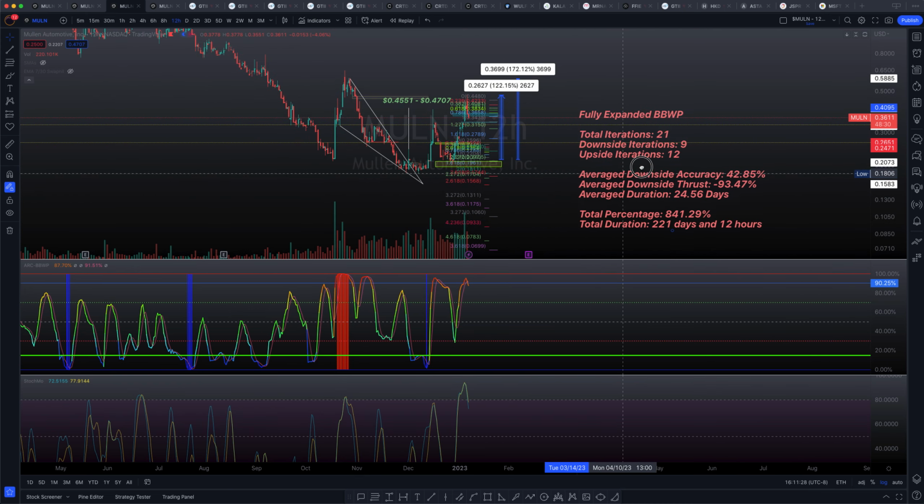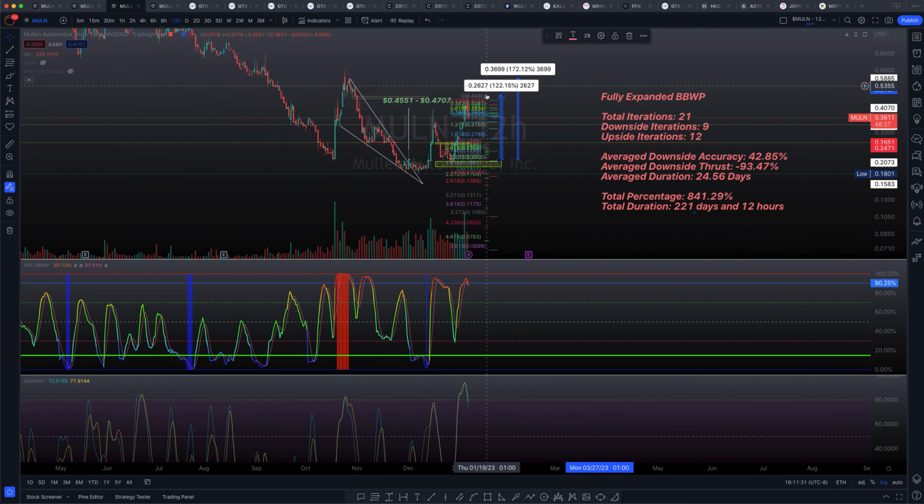These are statistical, okay? They're not certainties. Just like this right here, right? We were able to see a 122% move out of the 172. That's great. Okay, so now out of a total of 21 iterations throughout the entire trading history of MULN on the 12-hour chart in particular, 9 of those were actually guessed correctly to the downside, giving us an average downside accuracy of 42.85% with an average downside pressure actually of minus 93.47% over the span of just over 24 and a half days.